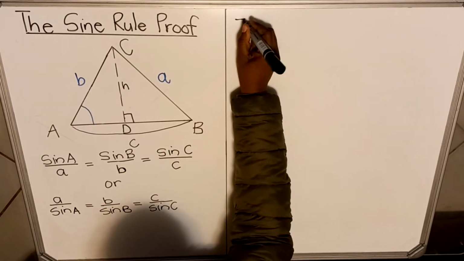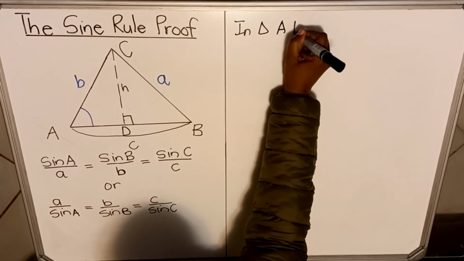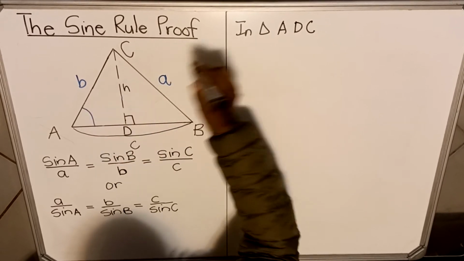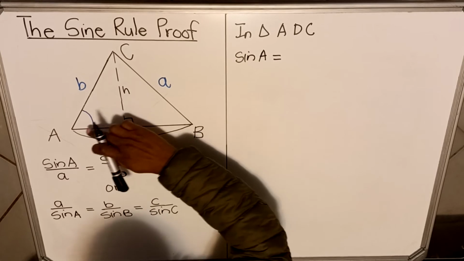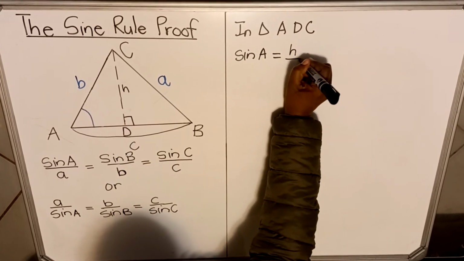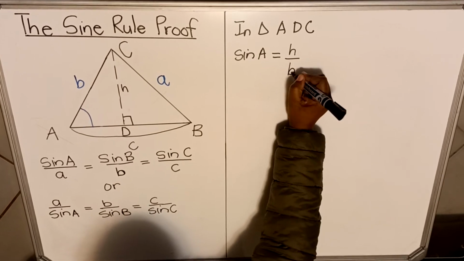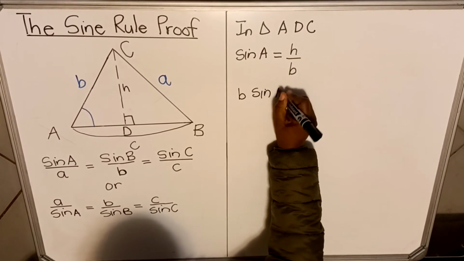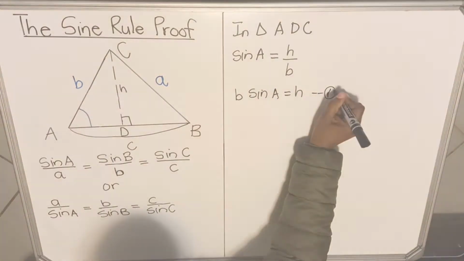We'll have, in triangle ADC, so it's this triangle, then we have that angle, sine A is equal to opposite h over hypotenuse b. Then we solve for h. We multiply by b here. We'll have b sine A is equal to h. This will be our equation 1.